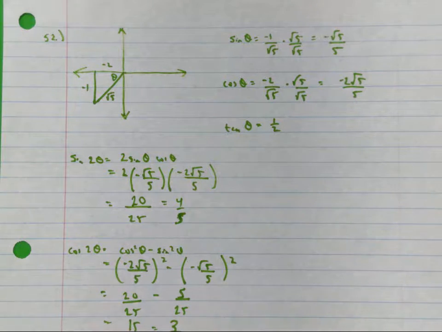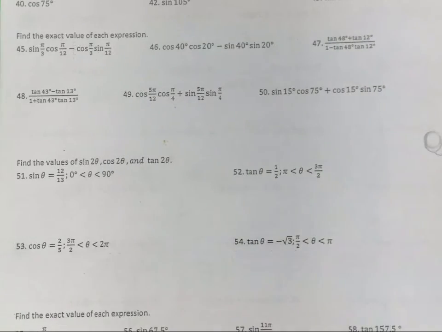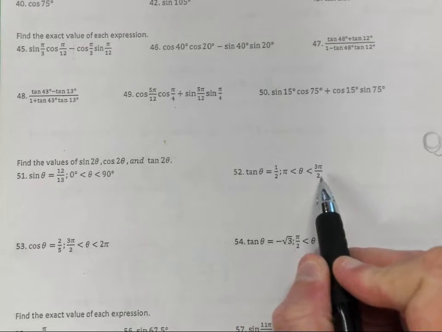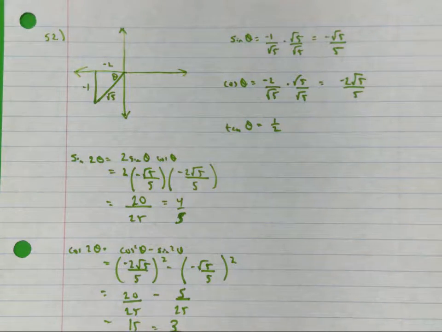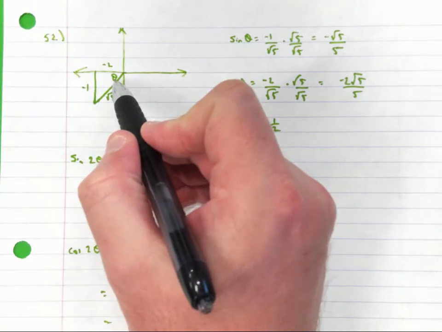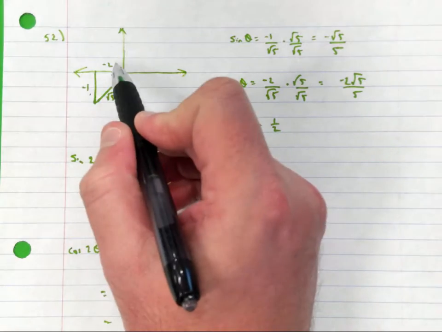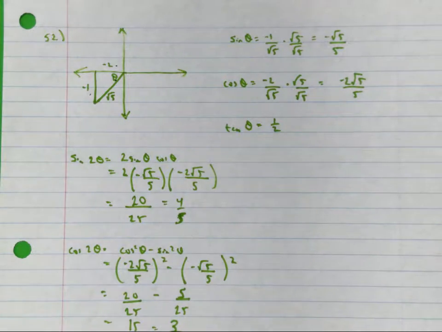Now, I knew it was in quad 3 because it's between pi and 3 over 2. Do you see that? So I drew that in quad 3. Okay, I put my theta here. Tangent is opposite over adjacent.